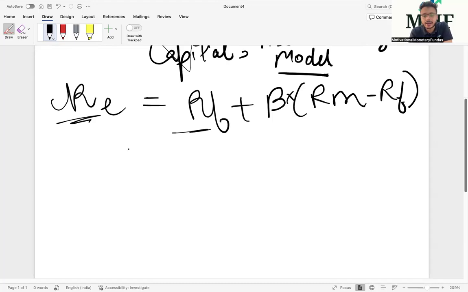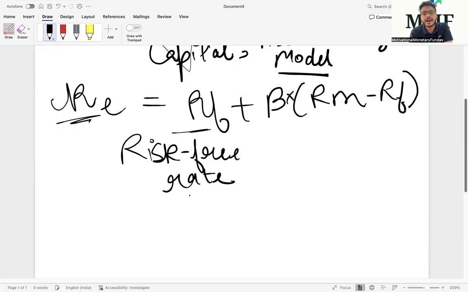So what is RF? RF is your risk free rate. Now we'll spend some time upon the risk-free rate. What exactly is the risk-free rate? Then we'll spend some time upon the B component, then the RM component, and then the bracket, RM minus RF. And that will take time. We shall go step by step and try to understand the concept.